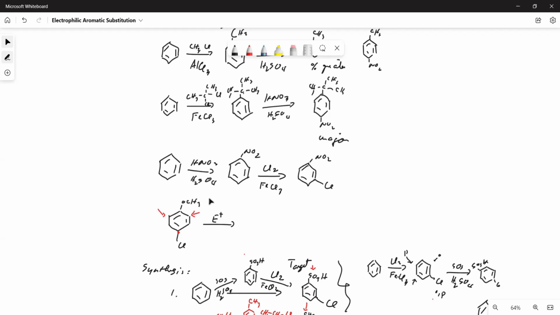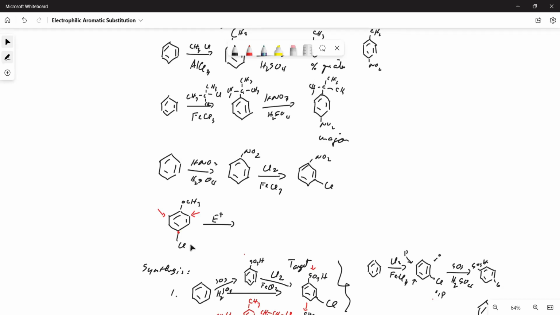Now, supposing you have two substituents, and then you still subject that to another electrophilic aromatic substitution, okay? So I'm just placing here E+, so you can use any of that. So the question now is, where would be the attachment of the third electrophile? Well, it will depend on the two substituents.